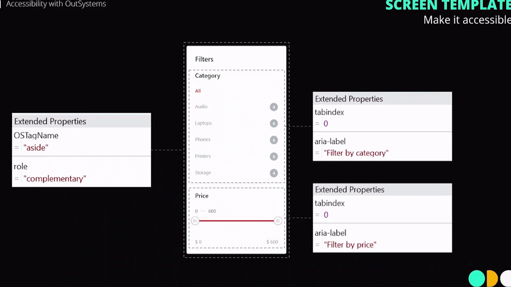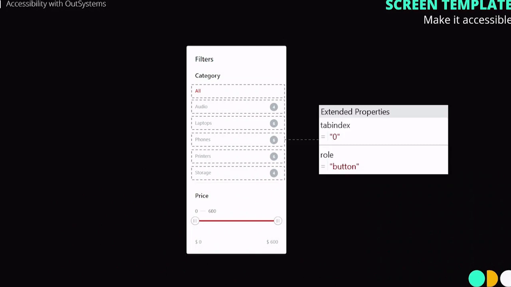It will read all, audio 6, and it's complicated to interpret them because you don't have any context. You don't know what it is. So we use the area label. And for the price, it's the same thing. So for the element, we use an expression and a badge.